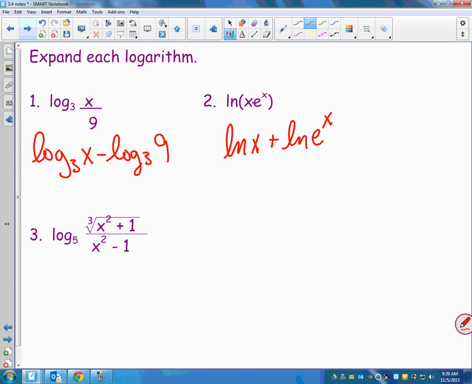Over here, log 3 of x, we can't do anything with that. But log 3 of 9, we can simplify, because that's just saying 3 to the what power equals 9. So what does that equal? What's log 3 of 9? 2, and it would be minus 2.